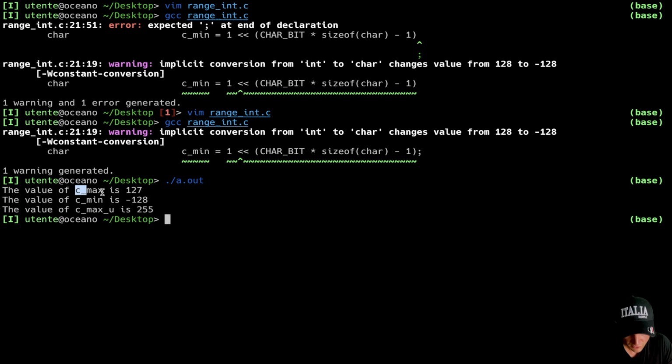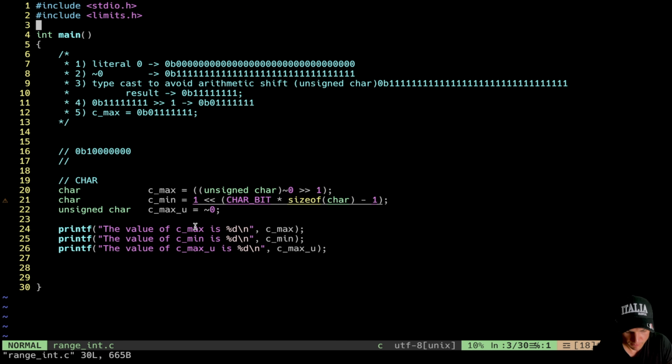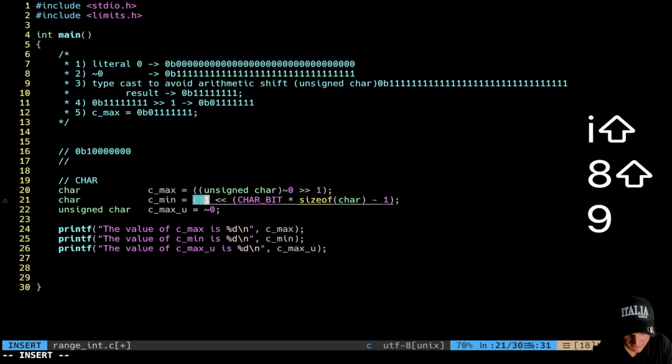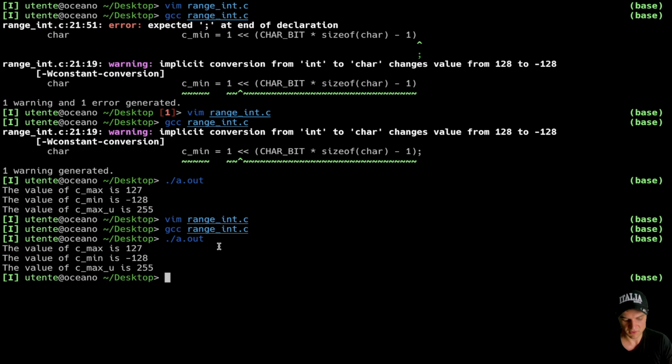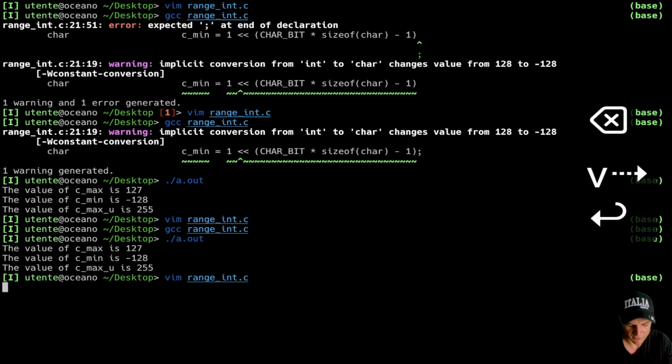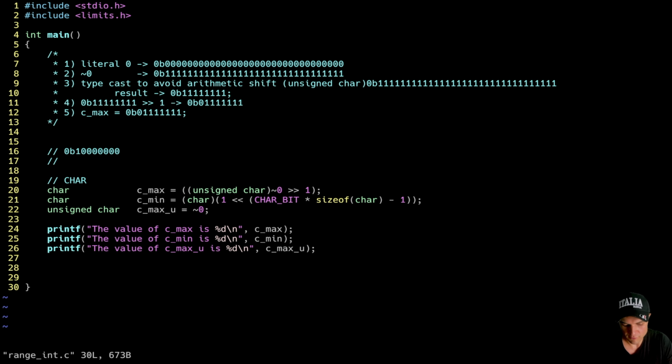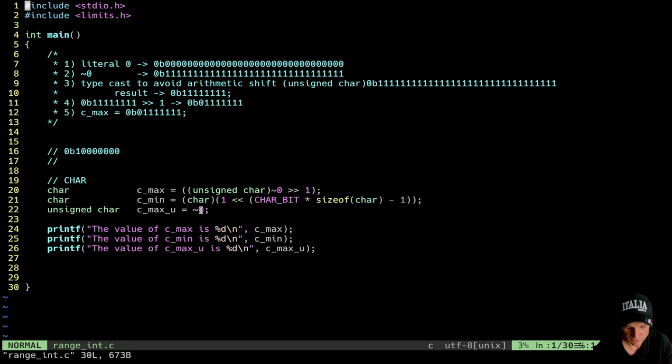The value of char max is 127. The value of char min is minus 128. So working with bits, we get this. Here, to remove this warning, I just do a char cast. Let's recompile it and launch. And you can see it works perfectly. So that's the overall idea, doing these operations with bits.